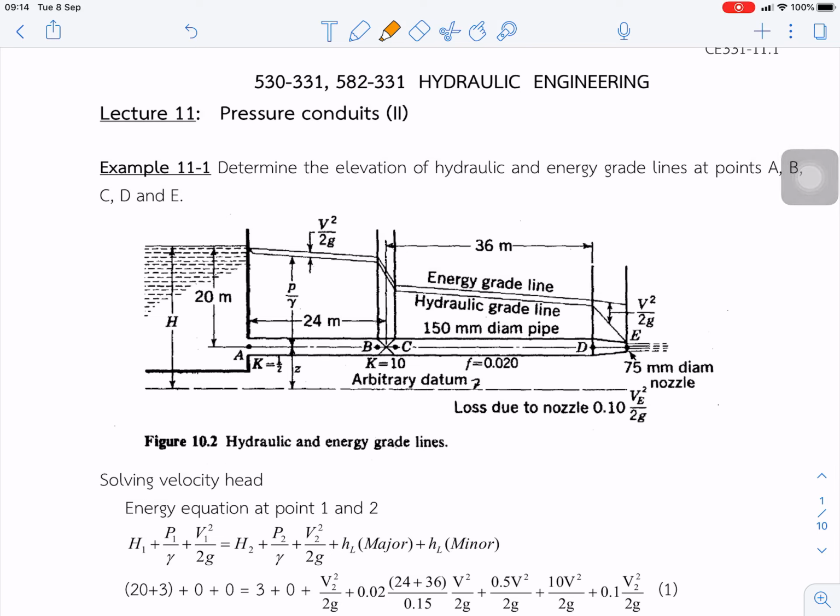Lecture 11, Pressure Conduit Part 2. This example determines the elevation of the hydraulic and energy grade lines at points A, B, C, D, and E.